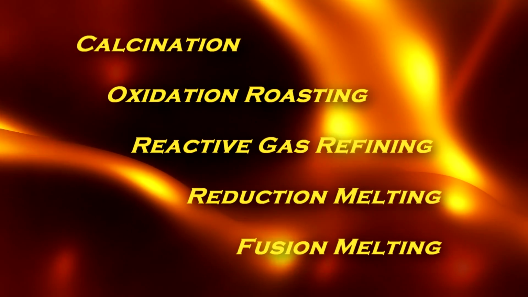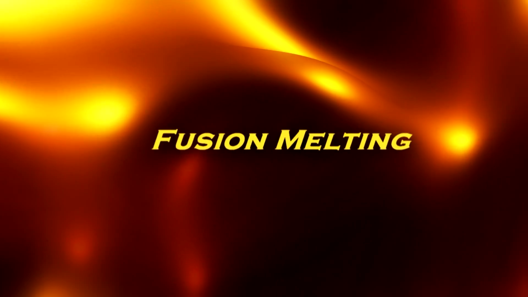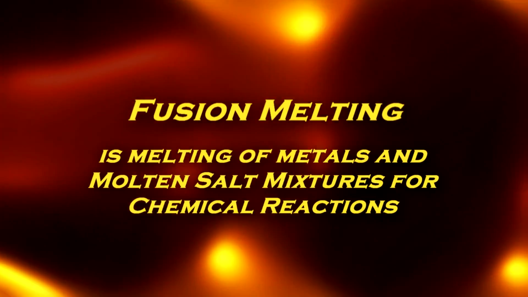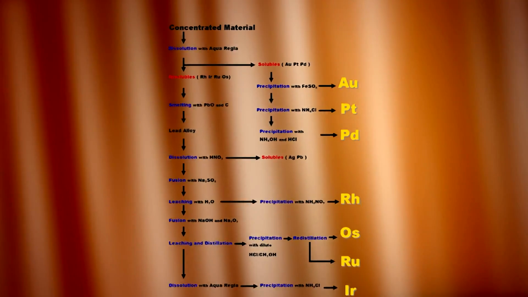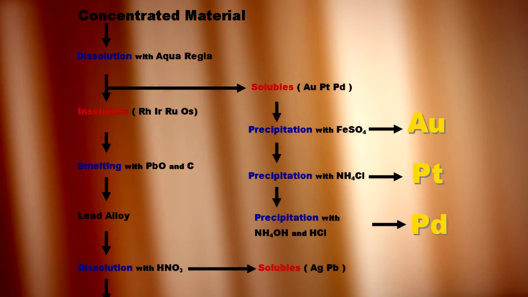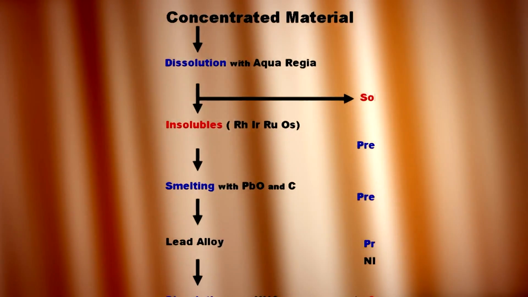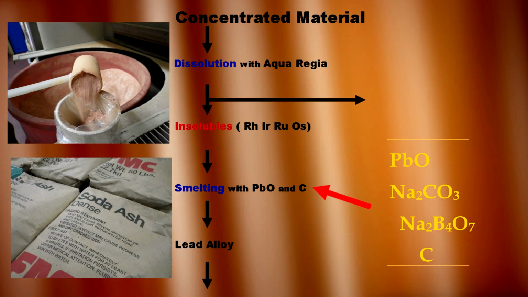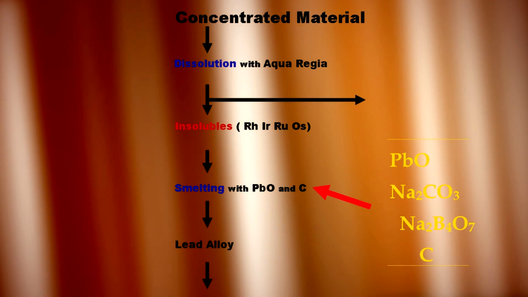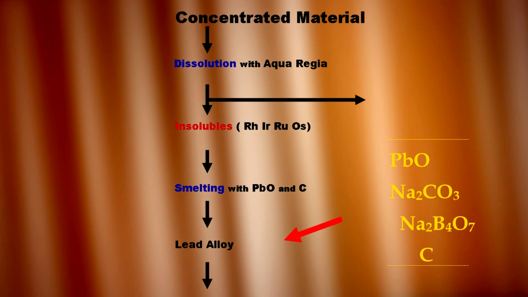Fusion melting is the melting of metal and molten salt mixtures to form various metal salts. For example, the platinum group metals that were not dissolved in aqua regia are fused melted with litharge, or lead oxide, soda ash, borax, and carbon, which chemically react to form a lead alloy containing all of the precious metals.